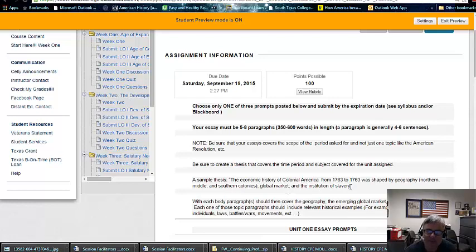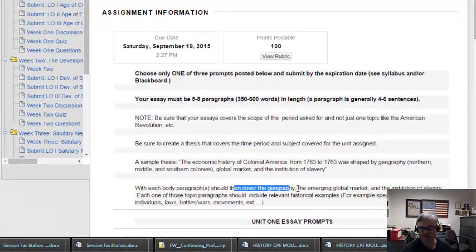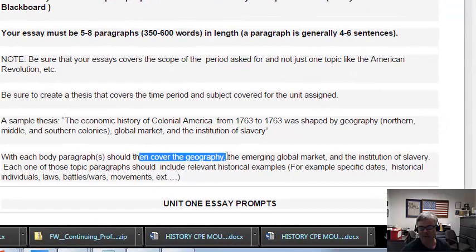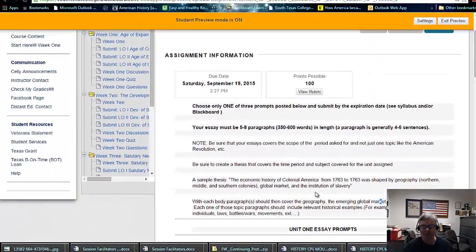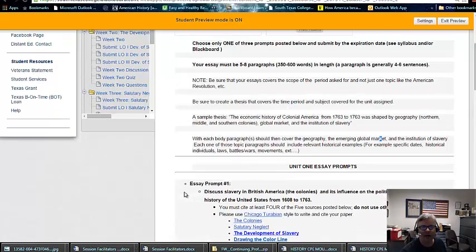So simply turn the essay prompt into a sentence and then use your bodies as ways of providing information to back up this statement here. It's all a thesis is, right? And that's all a body paragraph is. So with each body paragraph, if this was your thesis, it should cover the geography. That would be paragraph 1. The emerging global market, that would be paragraph 2. And the institution of slavery, right? That would be paragraph 3. And then your conclusion would summarize all 3 of those points. Right? So try to keep it simple in your approach to this, and you'll do fine with it.